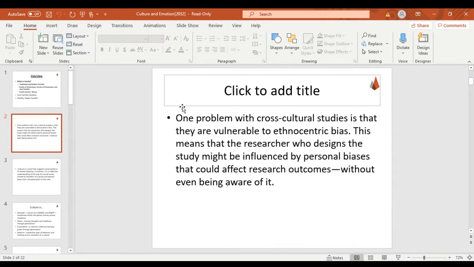So this just talks a little bit about these kind of biases that can be in place when we are looking at cross-cultural studies, and in particular, how cultures interact with each other and how they interact on a cultural level to themselves.